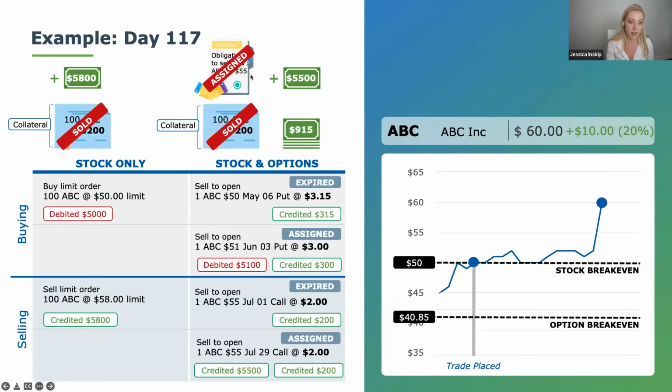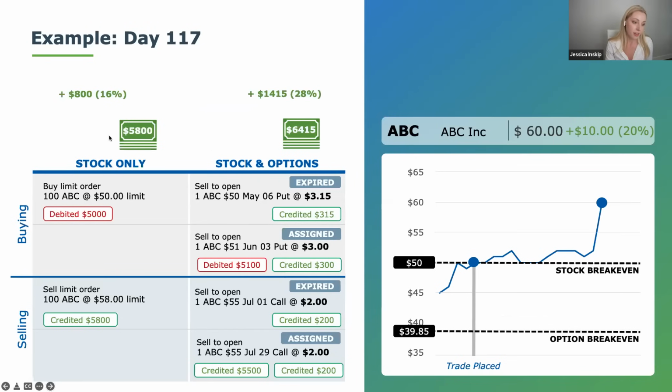The contract is going to be assigned, so the obligation to sell is going to be invoked, and they're going to have to sell their shares at $55 per share. So we bought at 51, we sold at 55, but we collected premiums all along the way. In this scenario, the stockholder turned their $5,000 into $5,800, made $800, up 16%. The stock and options trader did about the same thing strategy-wise, but they spent $5,000, turned it into $6,415, and made 28%. So that's where the difference is.